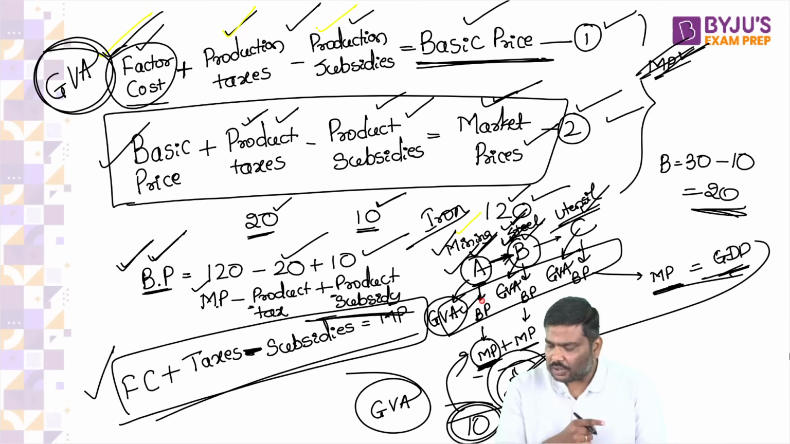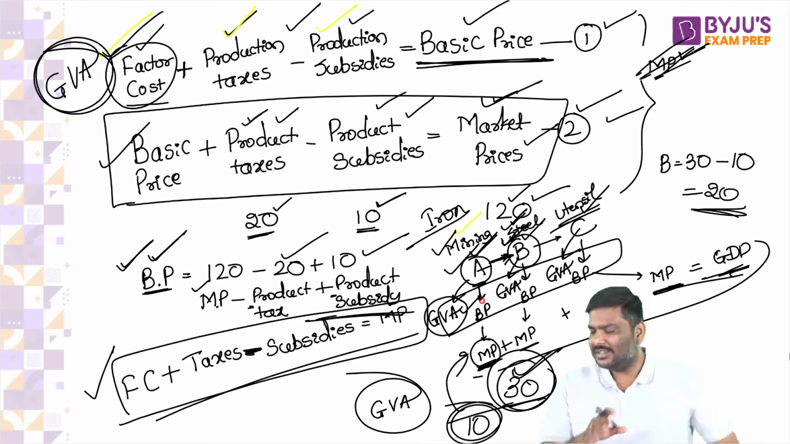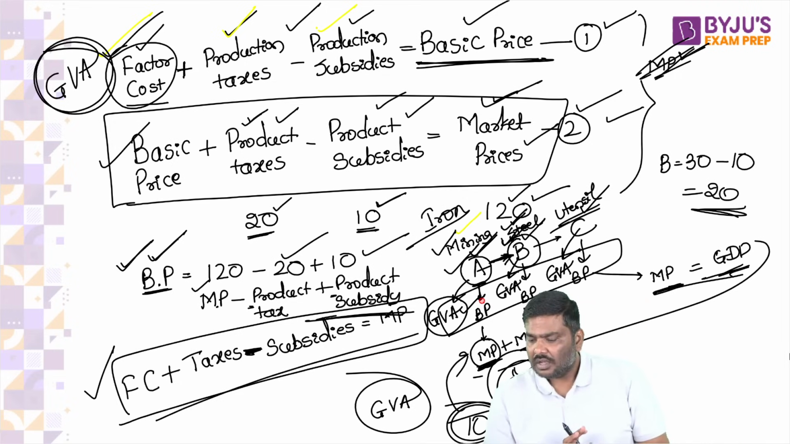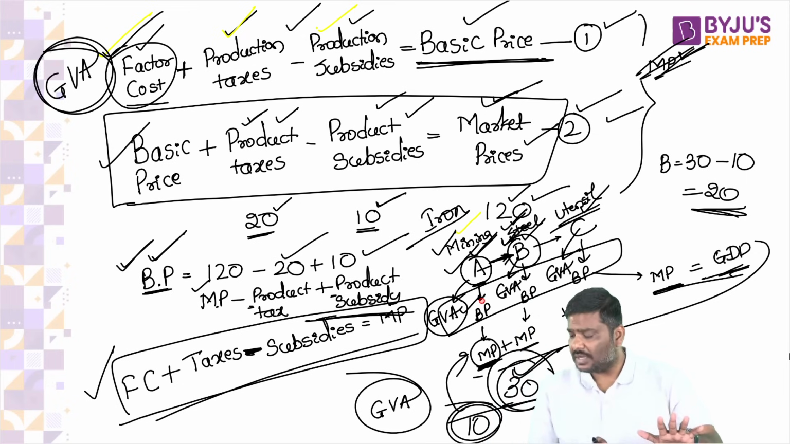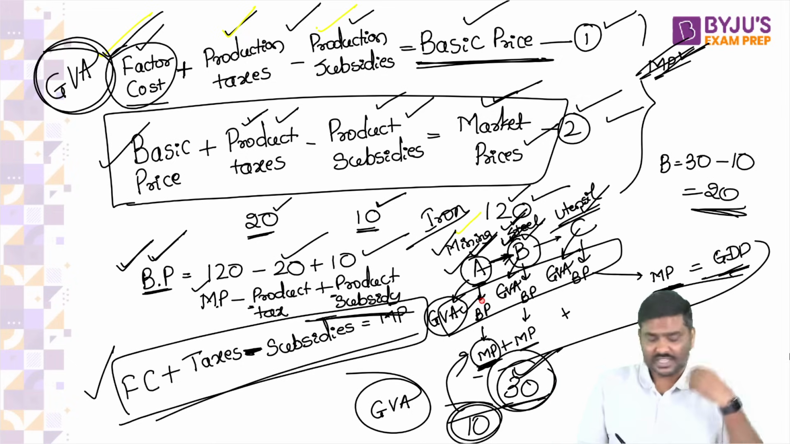Sir, you are saying two taxes and two subsidies. So is that production taxes, subsidies, and product taxes? Of course, yes, my dear. These are the two types of taxes, two types of subsidies. Any problem? Can I go forward? These are the two formulas. Please learn them by heart. This is my recommendation.